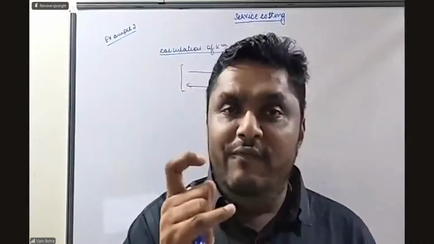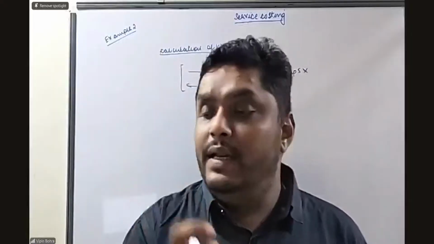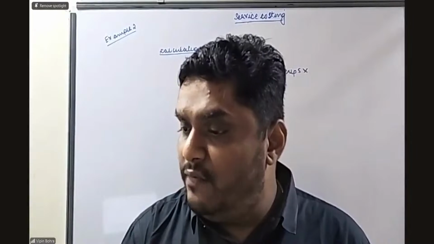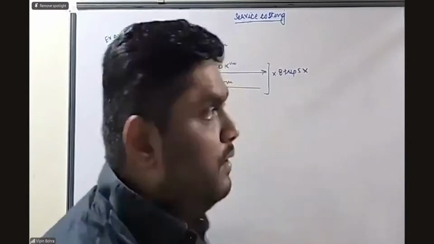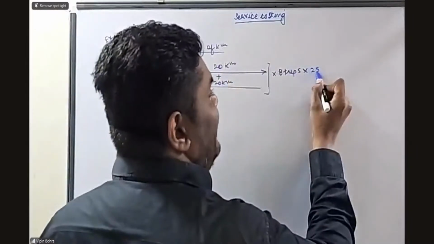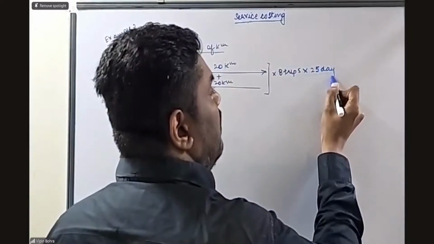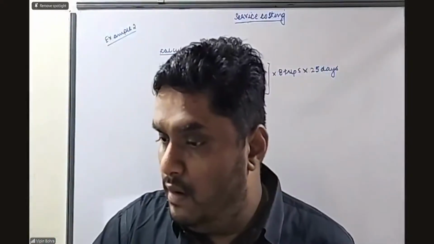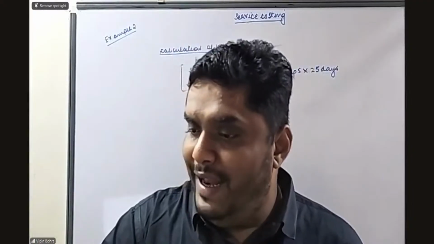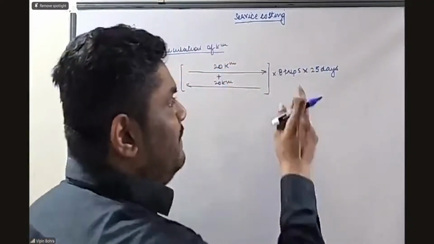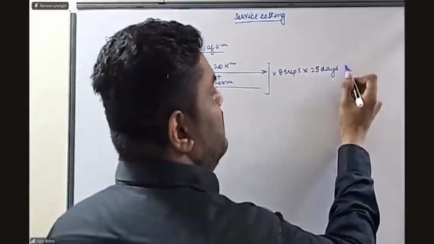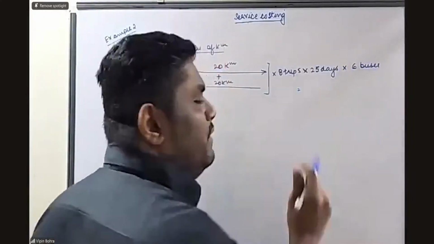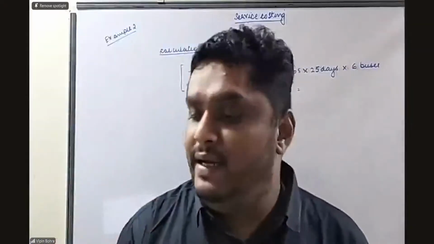Now we have to calculate the total kilometers. There are total 25 days in a month they are working. So this will be for every bus in a month, into a total of 6 buses. So we'll be calculating the total kilometers traveled in a month.